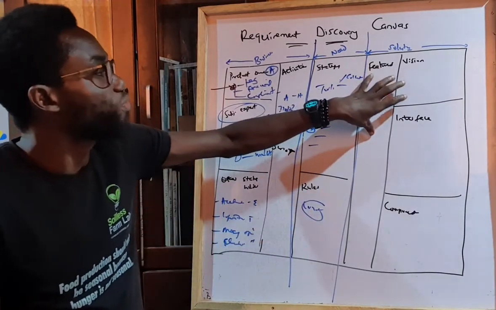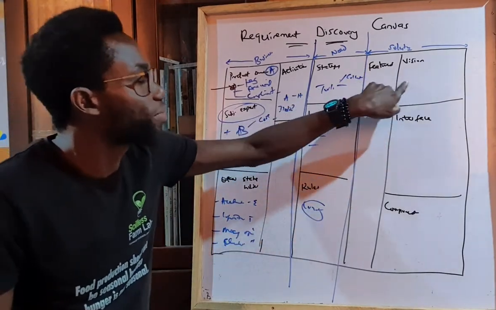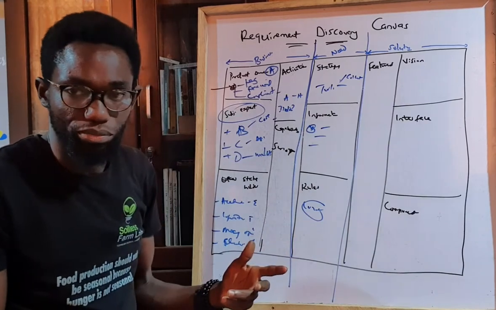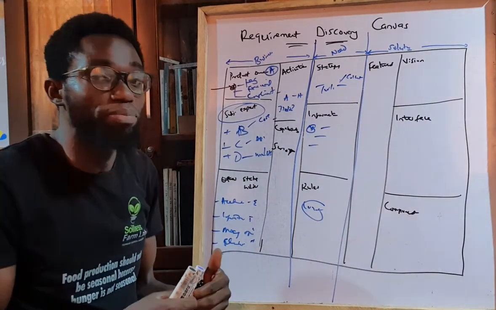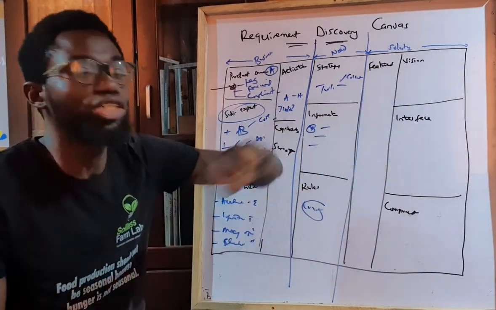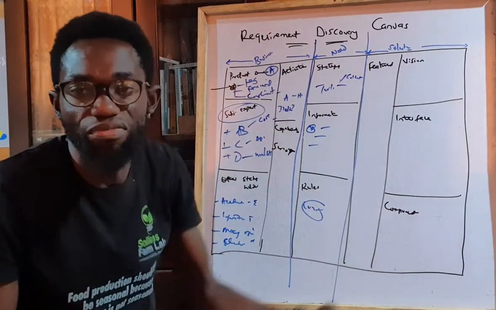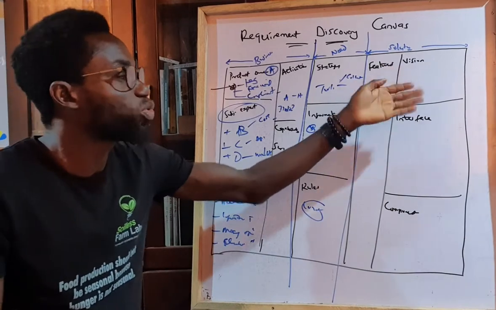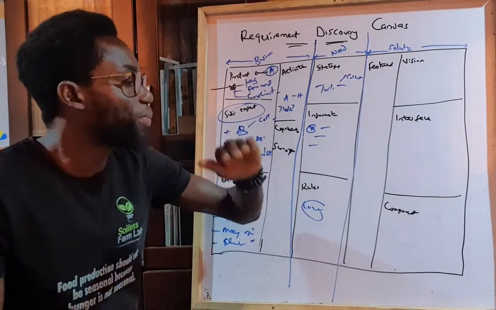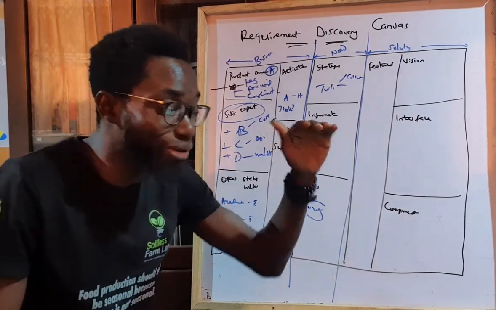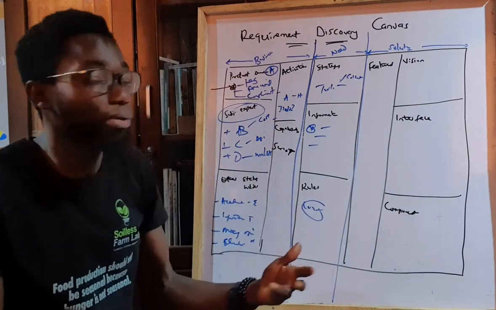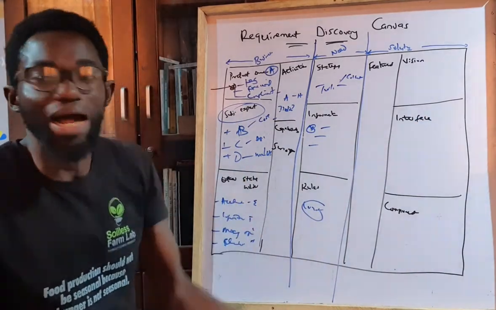Then once you've understood this, what is the vision for the app? It's not just enough to say I'm developing an app. What is the vision you have for it? Is it that every market woman should own it, or everybody that is an aggregator should be able to own the app? What is the vision for the app?